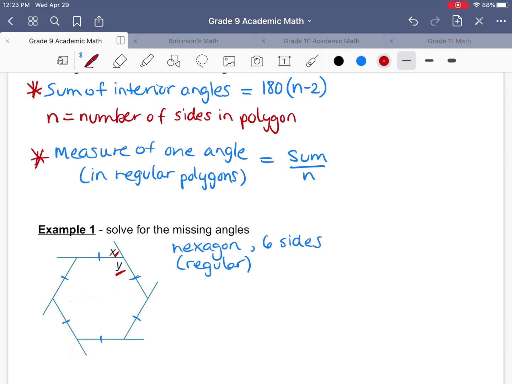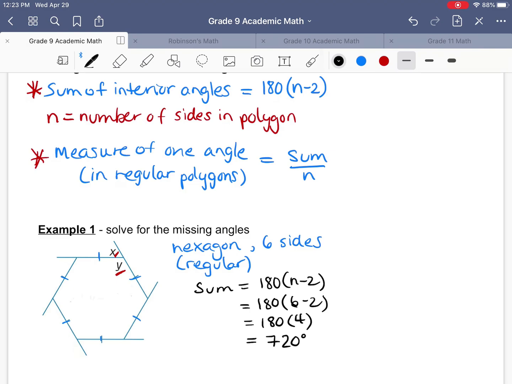So we need to start off by finding the sum of all of the interior angles first. So sum is equal to 180 times n minus 2. And n in this case is 6 because there are 6 sides. So we end up with 180 times 4, which gives us 720 degrees. So remember, this is the sum of the interior angles.